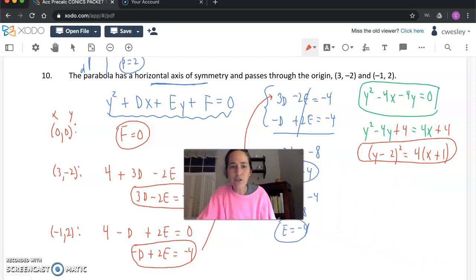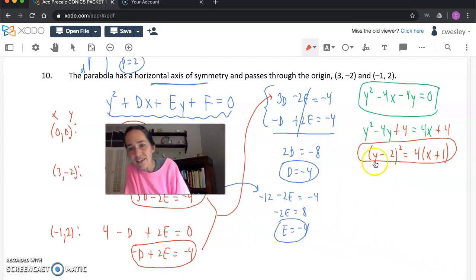Can we, shall we, should we go above and beyond and get the vertex, focus, directrix, axis of symmetry? I can hear you now saying, yes, we should do it. It's good practice. Vertex is sitting here for us, (-1, 2). We're down to 40 seconds. Focus, well, p in this case is going to be 1 if 4p equals 4.